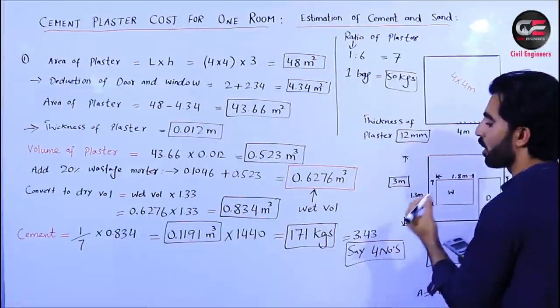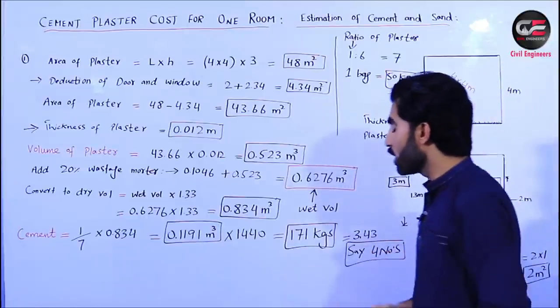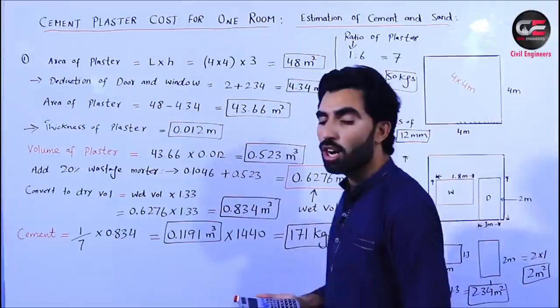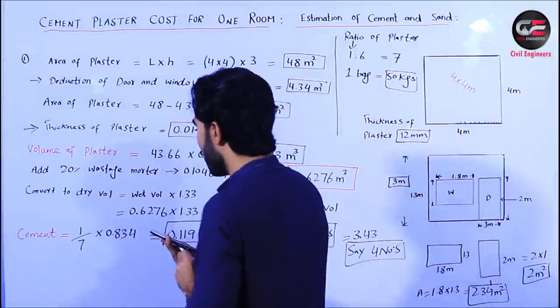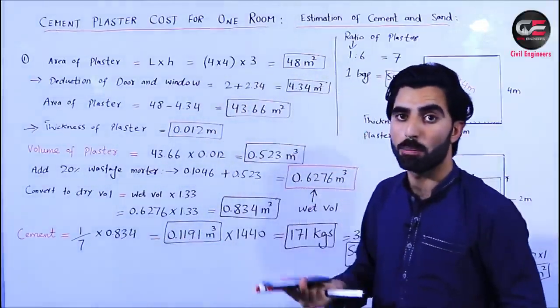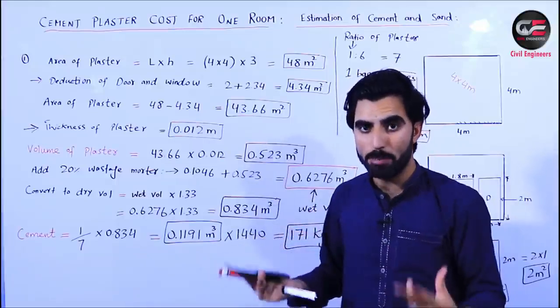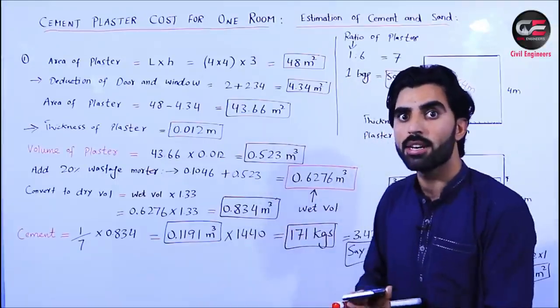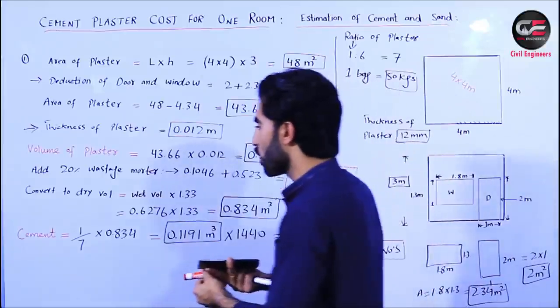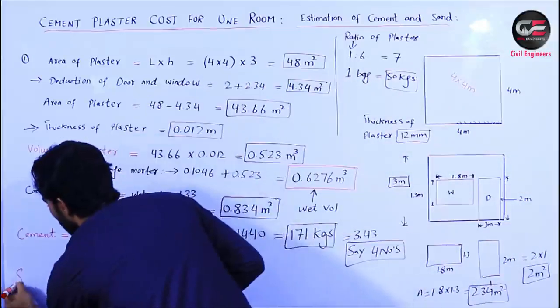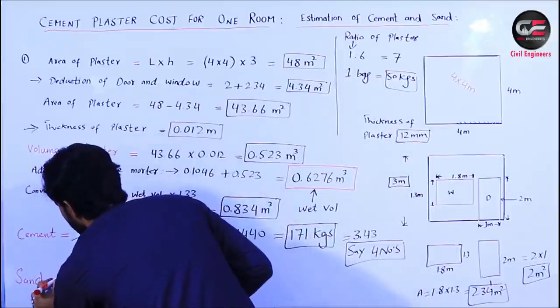Cement bake required 4 numbers, right? Now guys, we will find the quantity of sand in meter cube, because we don't bring sand and bakes in kg, it costs us in meter cube. So now we required sand.